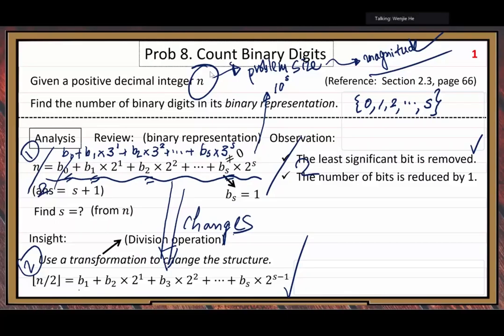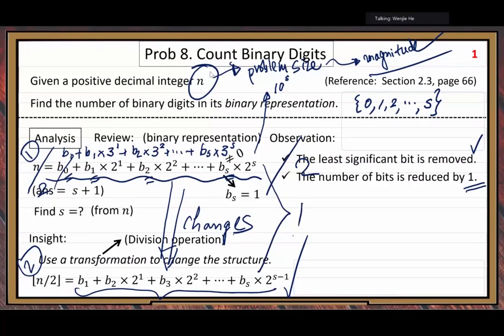The second change. Now let's count the number of bits in the second representation. We can see the answer is reduced by 1. So this observation can give us the recurrence relation. The difference between these two representations is 1.